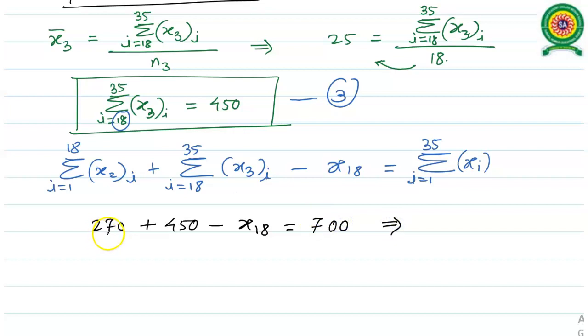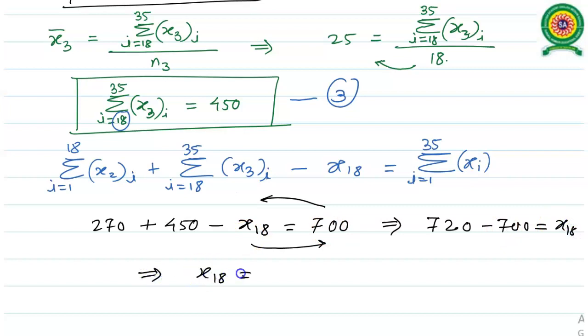Now 270 plus 450, we get 720, minus 700. We shift the 700 and x18 simultaneously from RHS to LHS and LHS to RHS. So 700 becomes minus 700, and minus x18 becomes positive x18. So the 18th observation, x18, is 720 minus 700, which is 20. So the 18th observation is 20.